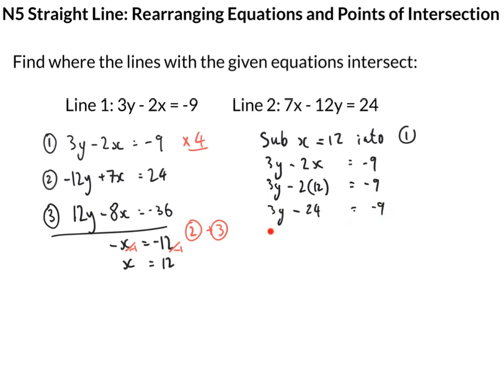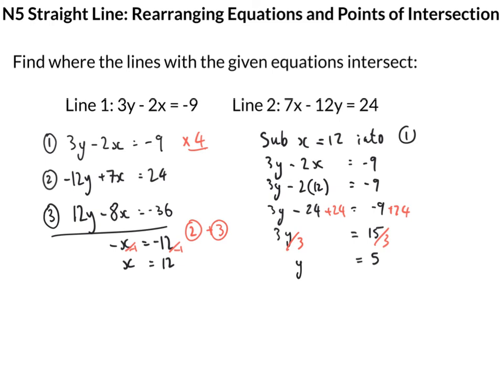I've got a very standard equation here. I want to figure out what y is. So I'm going to add 24 to each side. So that'll leave me with 3y on the left equals, I've got positive 24 minus 9. So adding them together will give me 15. So a single y will equal 5.